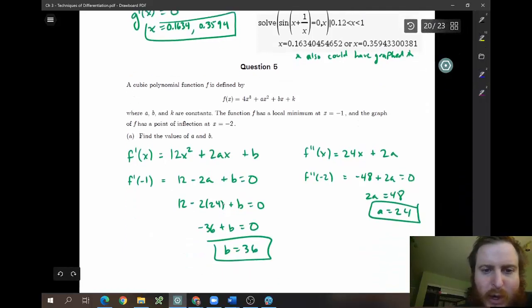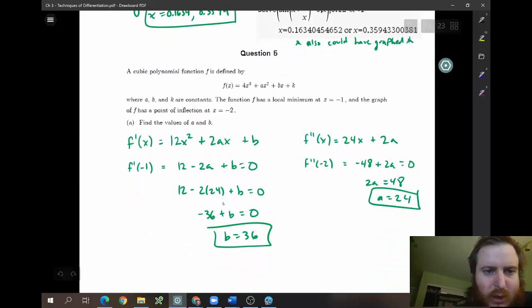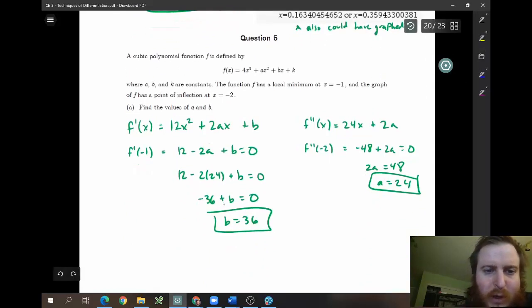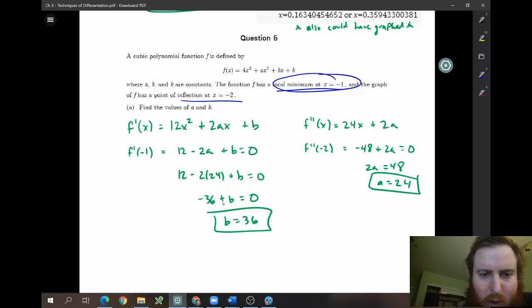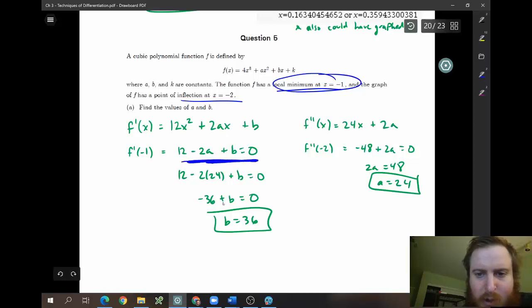Okay, next up we have a cubic polynomial function. They want to know the values of a and b if we have a local minimum at -1 and a point of inflection at -2. For the minimum, we take the derivative, plug in -1 for x, and set it equal to 0. If we simplify this, we get 12 minus 2a plus b equals 0.